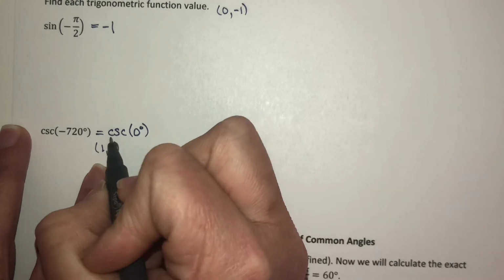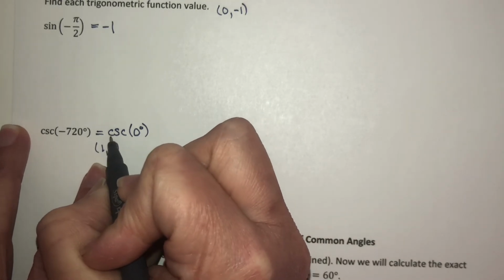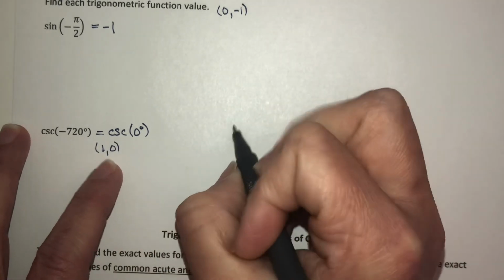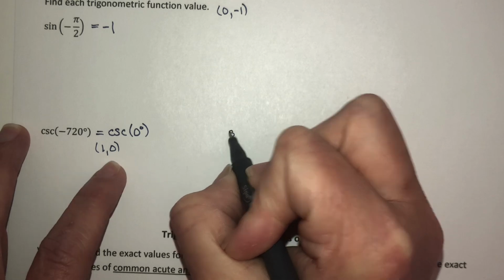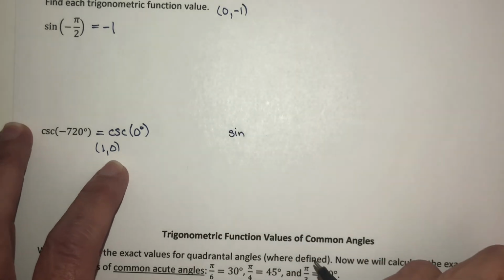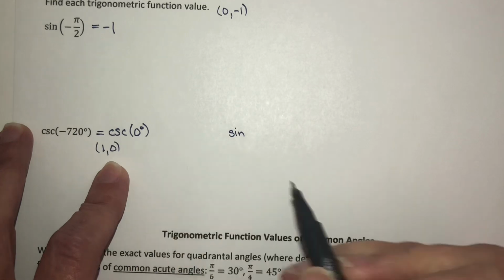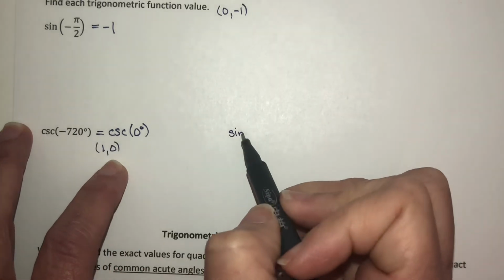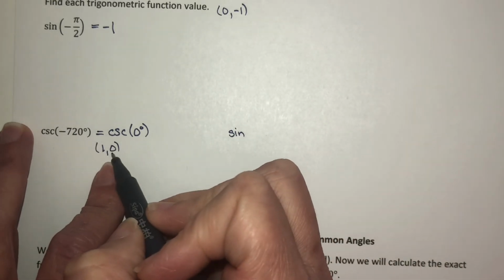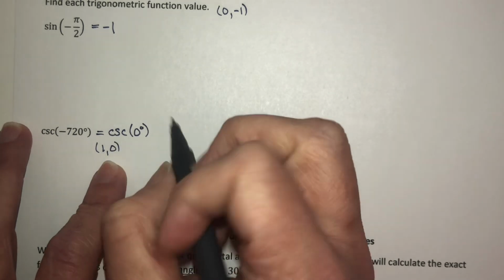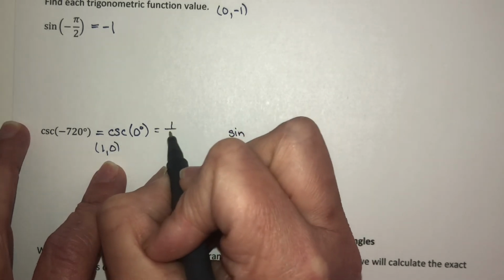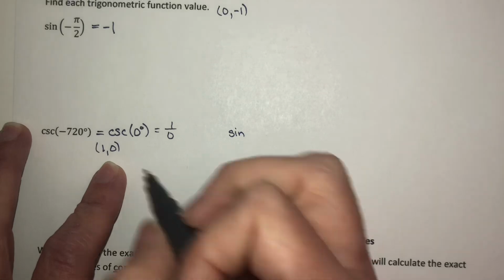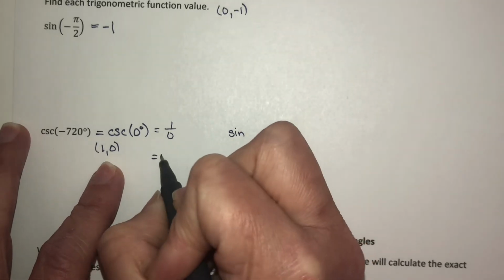Now this is a reciprocal function, and cosecant is the reciprocal of sine, right? Because every grouping needs a cosecant. Sine is your y value, so that means cosecant would have to equal 1 over 0, which does not exist. So this is also undefined.